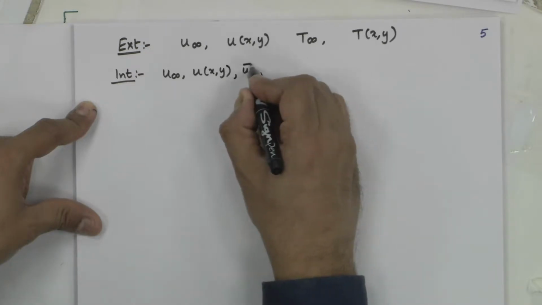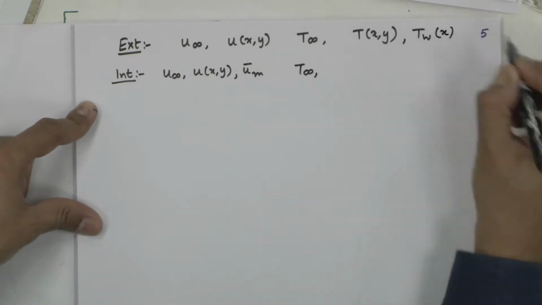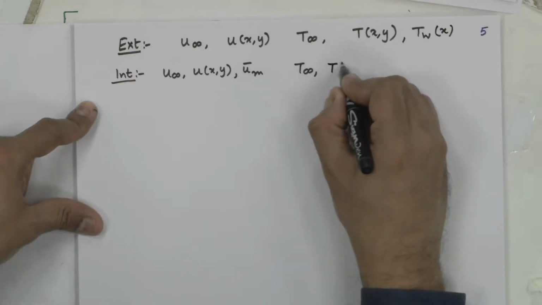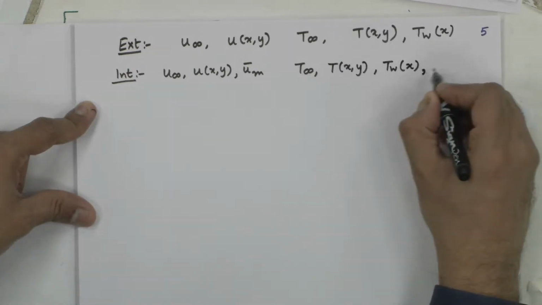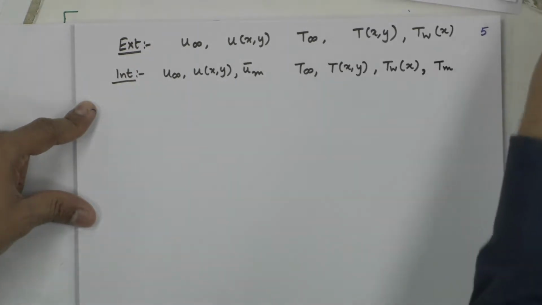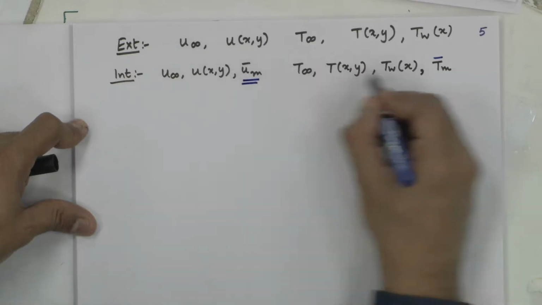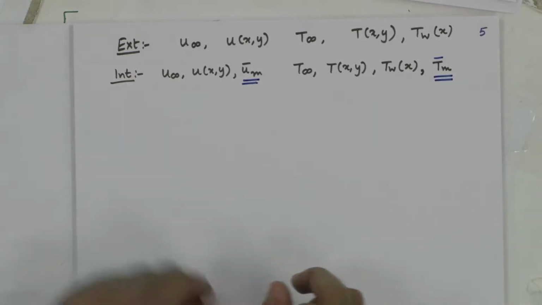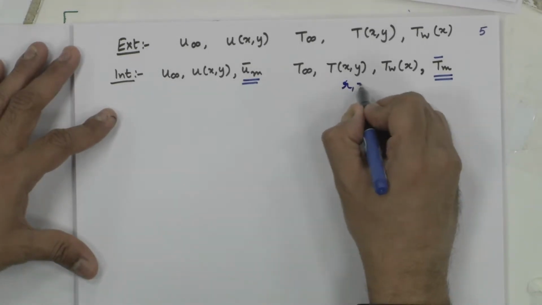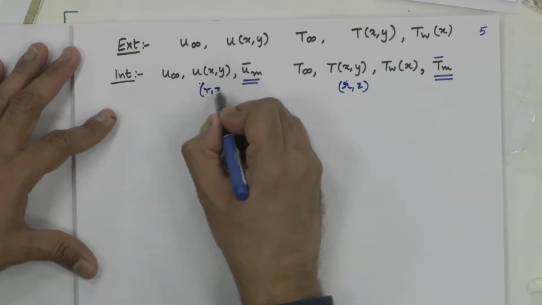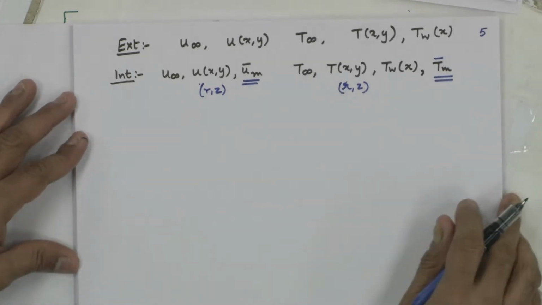u bulk mean. T infinity, of course, T wall is also there, T wall could be constant or a function of x, T infinity, T of x comma y, T wall which could be a constant or a function of x, and more importantly T bulk mean, which is going to be the bulk mean temperature or the mixing cup temperature. This and this are specific to internal flows. I have written here x comma y, this would be r comma z for pipe flow. It's just a convention, doesn't matter. The idea being, you have to have what is called a bulk mean temperature and the bulk mean velocity.